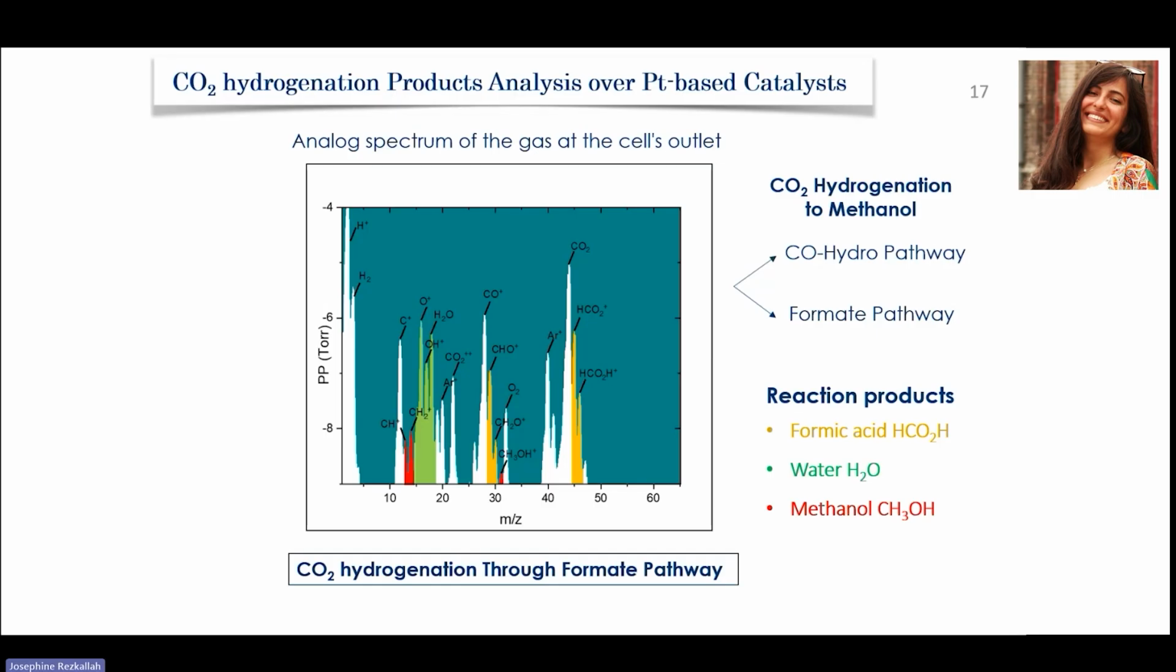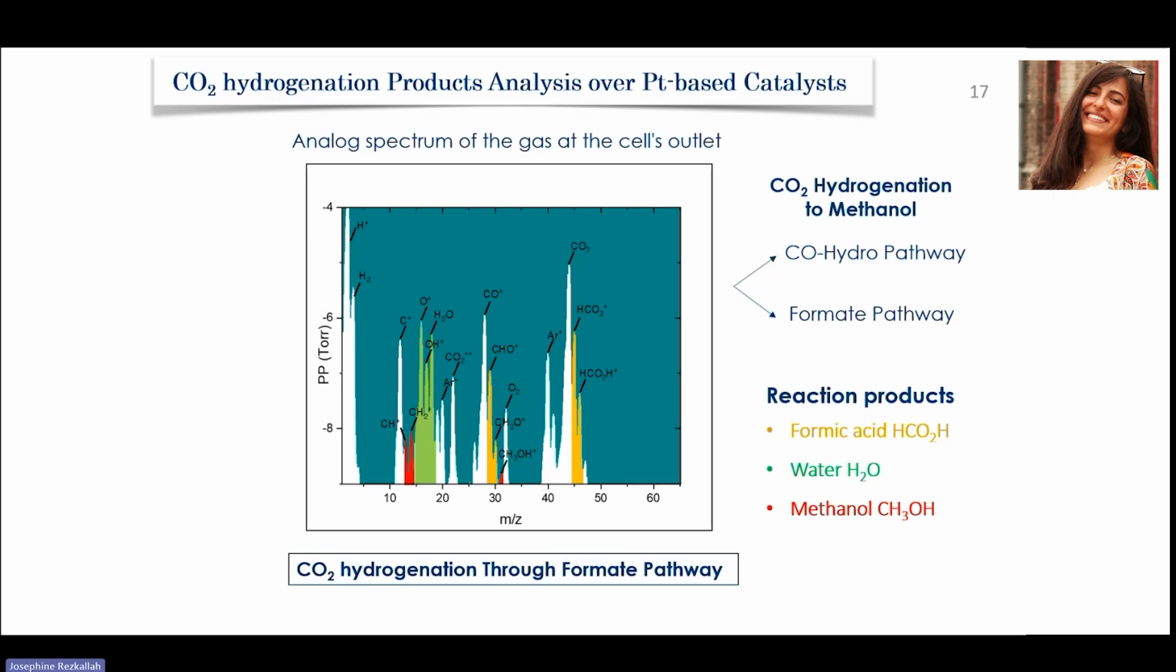Among these two possible pathways of carbon dioxide hydrogenation into methanol, this conversion over platinum catalyst took the formate pathway, indicated and evidenced by the presence and the detection of formic acid.